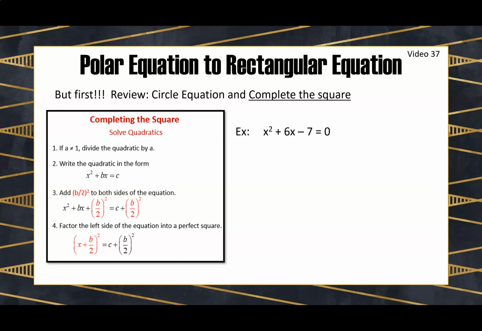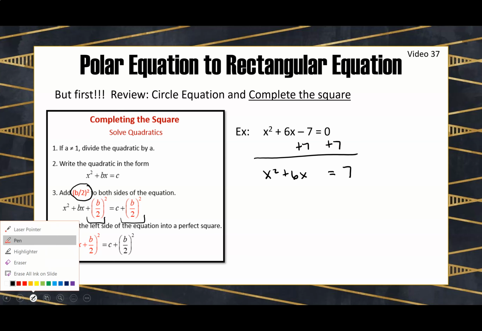All right, write it in the form of x squared plus bx equals c, meaning that I have to take my constant and put it on the other side. So I'm going to add 7 to both sides. That gives me x squared plus 6x equals 7. I like to leave a little space. Now I have to do (b over 2) squared and add that to both sides of the equation. That's why I left that space here.